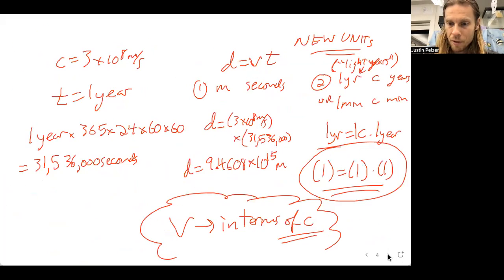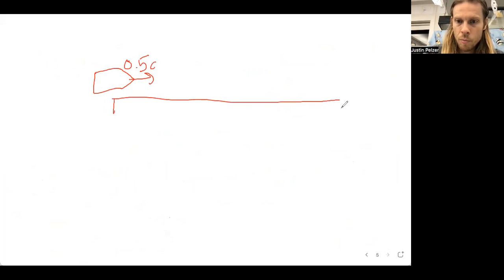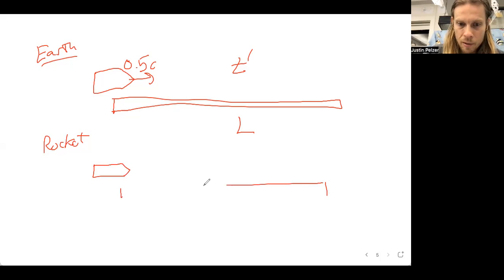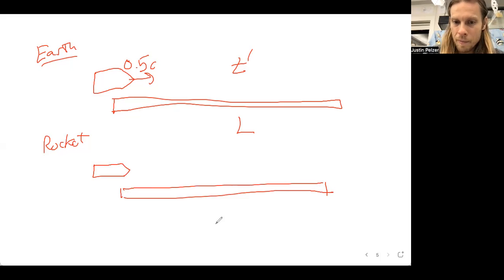So if you're moving at half the speed of light, from my perspective, you appear to go a certain distance, length L, in a certain time, t prime. This is Earth's perspective. But from the rocket's perspective, the rocket actually experiences a little bit less space, by about 15%, and therefore a little bit less time.